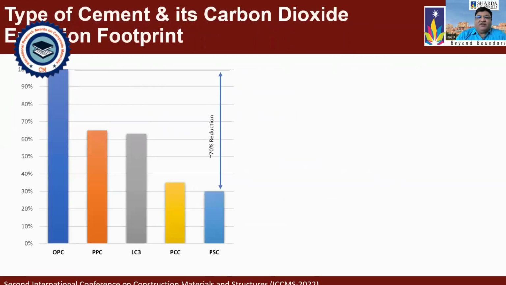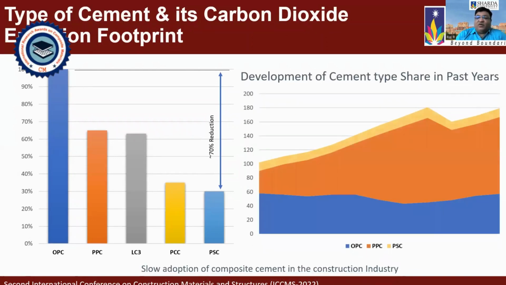If we compare to OPC, PSC is one of the materials which can reduce the CO2 footprint of cement by up to 70%. Here, OPC is much used in our cement and construction industry, whereas composite cements have not taken much of a leap in the last few years.